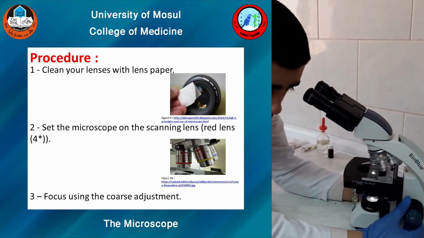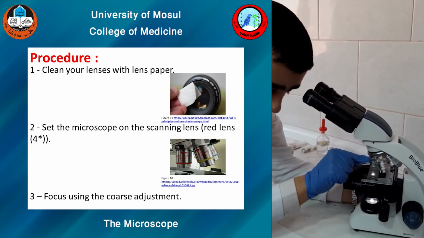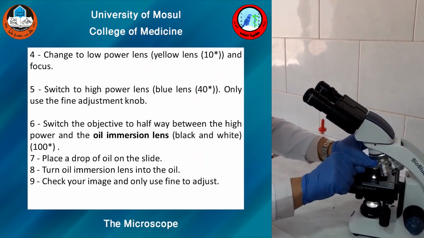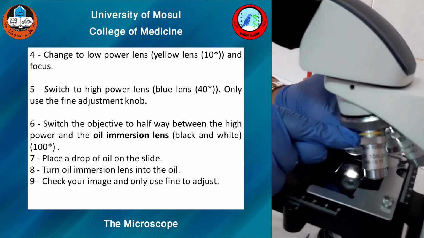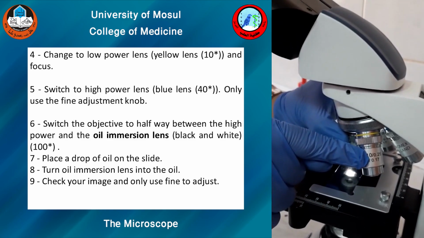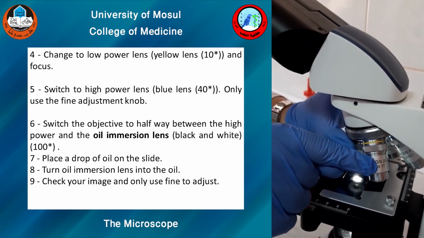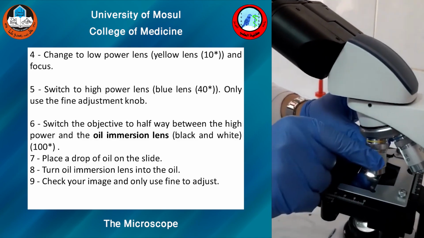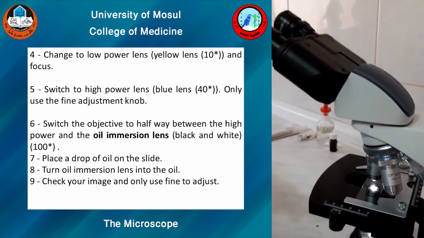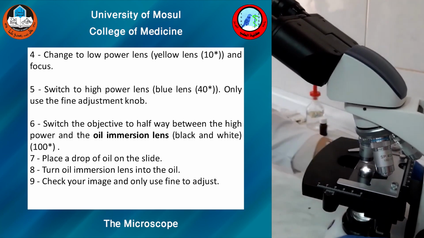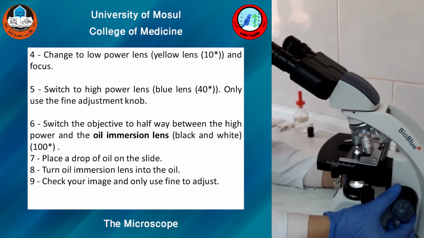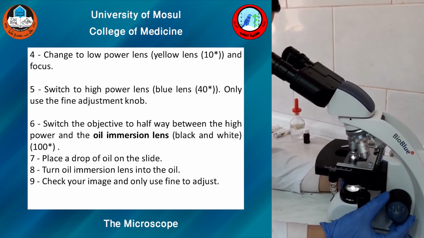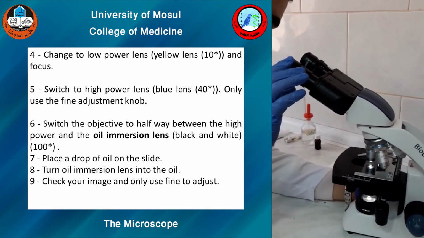When we have the best view with the scanning lens, we change to the second objective lens, which is the low power lens, the yellow line lens. It will magnify the object by 10 times. We multiply this number 10 by the 10 of the ocular lens. So using the low power lens will magnify the object by 100 times. Again, we will focus using the coarse adjustment and the fine adjustment until we have the best view.